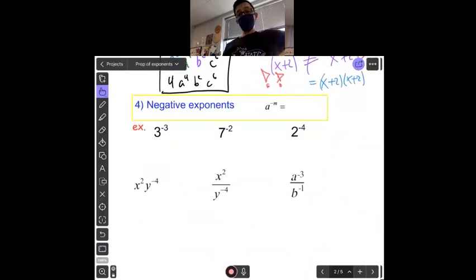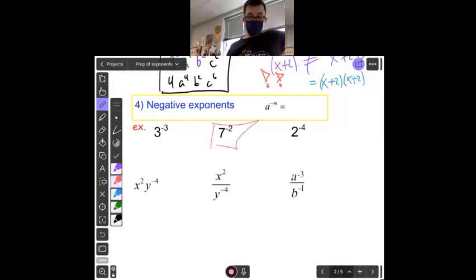Speaking of messing up, negative exponents is by far the most commonly messed up exponent rule property, because you have a natural instinct. Hey, Jet, if I just asked you what 7 to the negative 2 is equal to, just tell me off the top of your head what you think 7 to the negative 2 is.